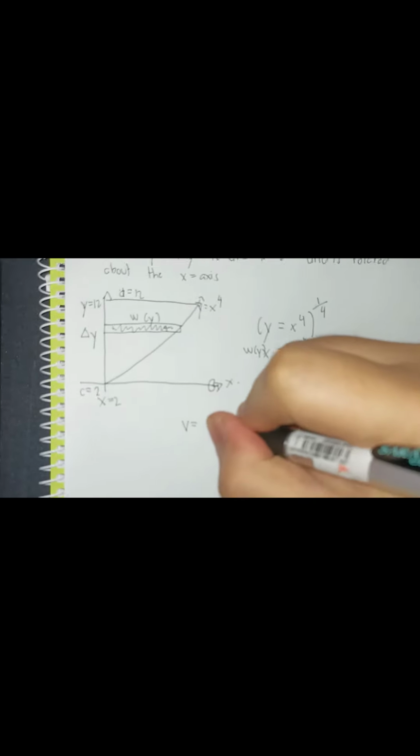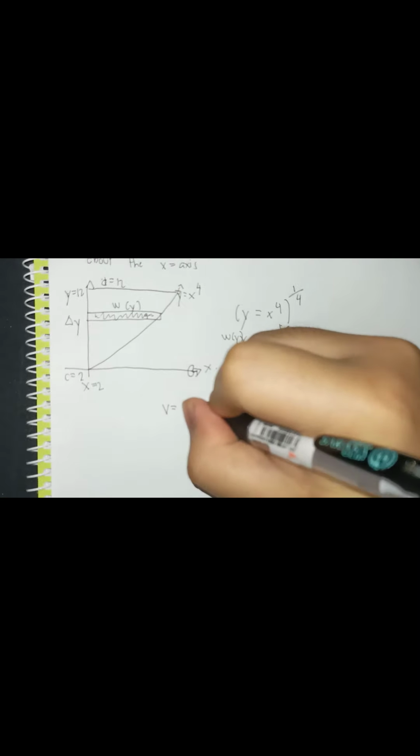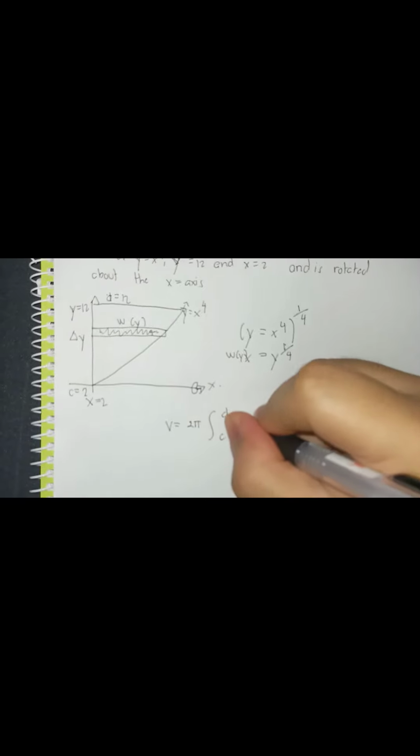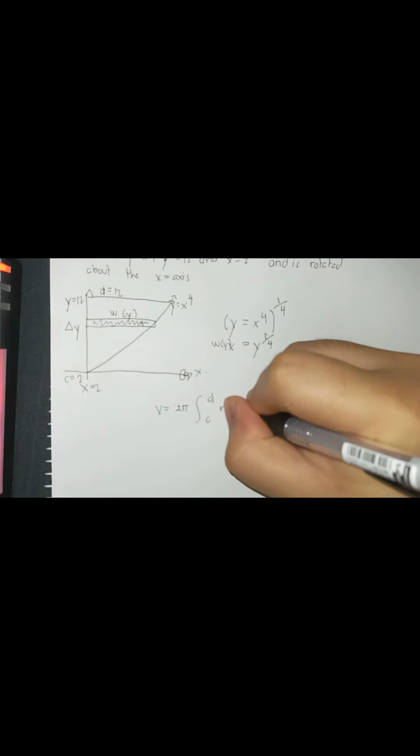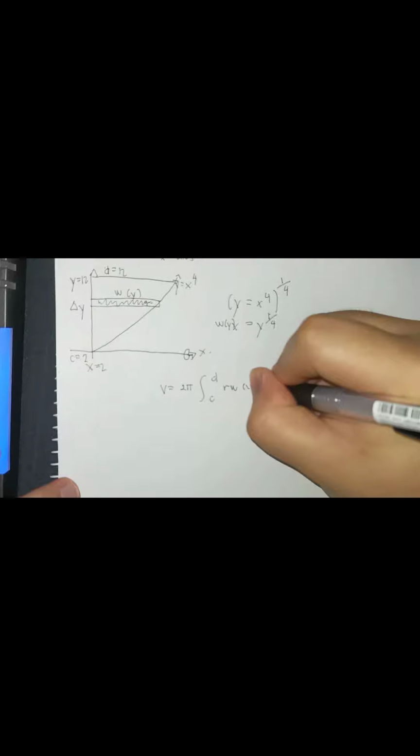And now we will find the integration. The lower limit is c equals 2, and here, d equals 12. By the way, this is the formula: V equals 2 pi times the integral from c to d of, wait, I forgot, it's going to be radius times width, y dy.